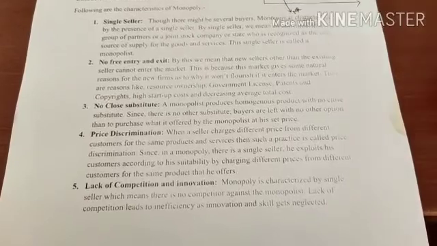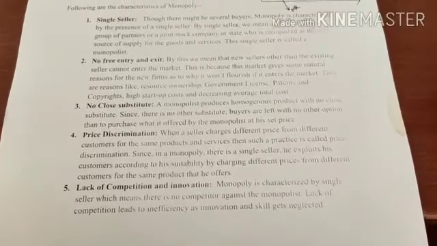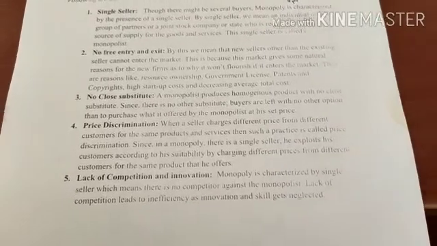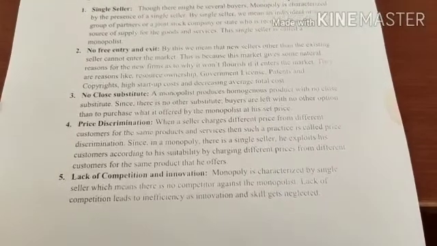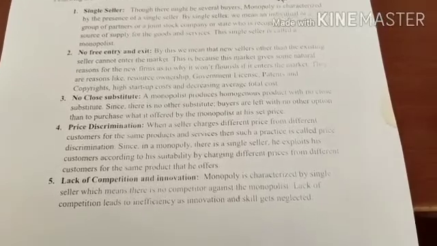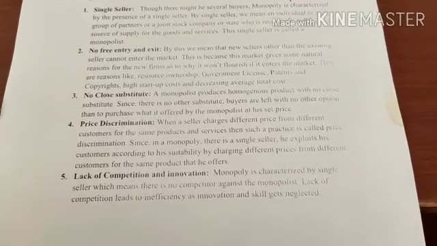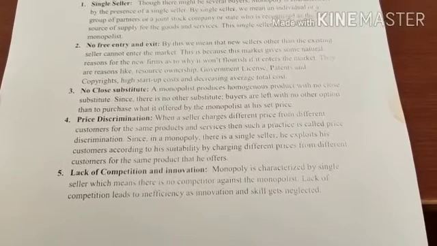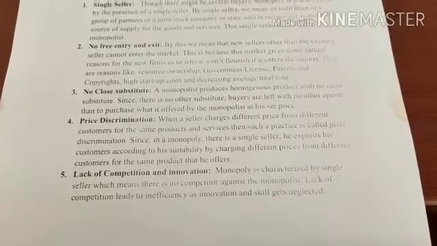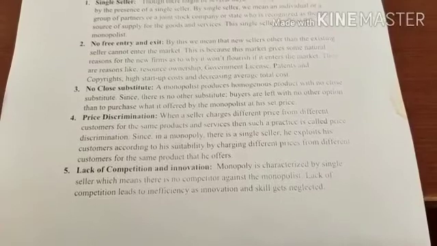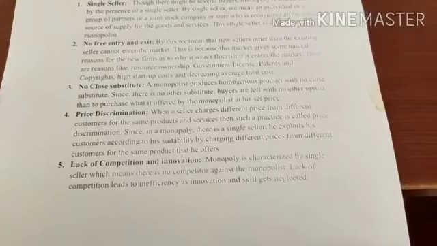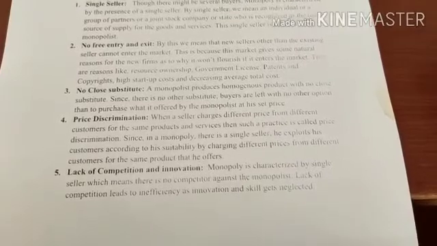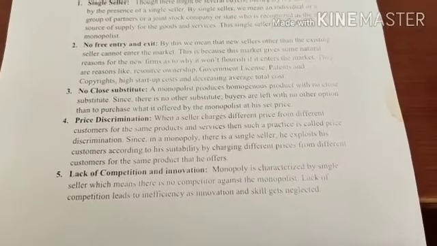And the second one is that there is no free entry and exit. In a perfectly competitive market, there was no barrier to entry and exit, but here we see that there are restrictions for entry and exit. What kind of restrictions are they? They can come in the form of resource ownership, government license, patents and copyrights, and many other restrictions.